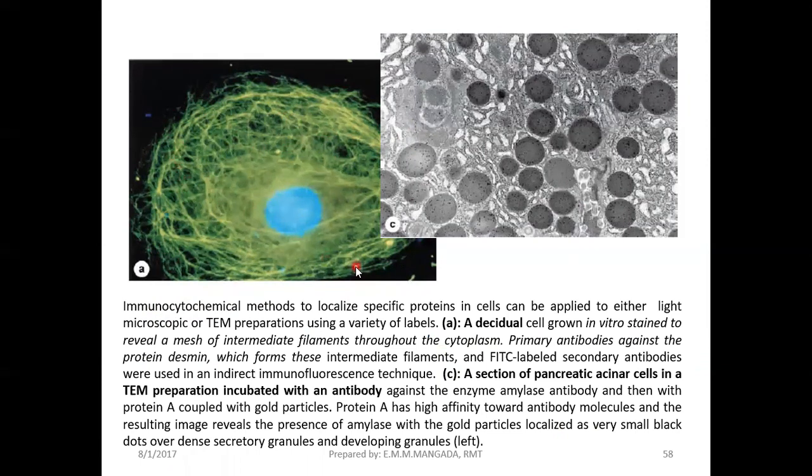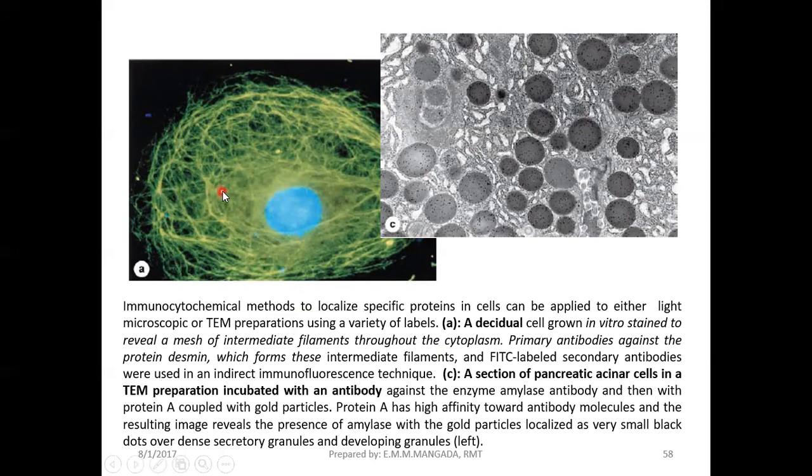Okay, so if you can see in letter A, this is a decidual cell grown in vitro. And then we have stained it to reveal a mesh of intermediate filaments throughout the cytoplasm. So guys, the primary antibodies that were used here were actually directed against your desmin. So si desmin ng intermediate filaments, guys, ang dinedetect natin dito. Okay, siya yung antigen natin. And this letter A technique here is actually indirect.